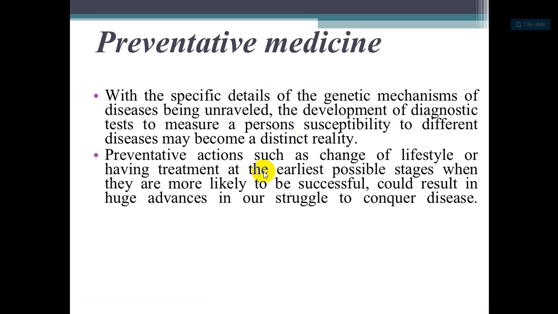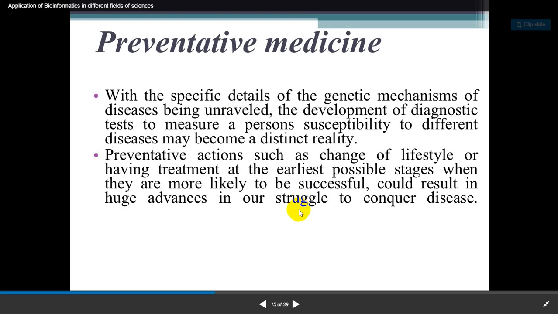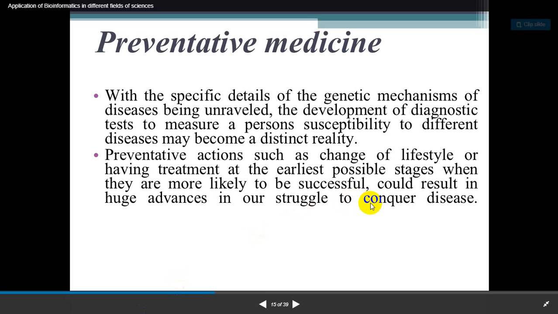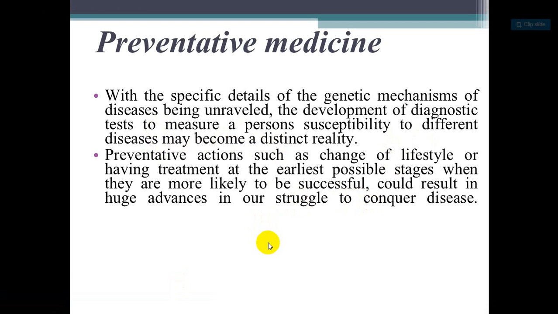In preventive medicine, what we do is usually check the susceptibility of a person to a disease. For example, with specific details of genetic mechanisms of the disease being revealed, the development of diagnostic tests to measure a person's susceptibility to different diseases may become a distinct reality. Preventive actions such as change of lifestyle, having treatment at the earliest possible stages when it is more likely to be successful, could result in huge advances in the struggle to conquer a disease.